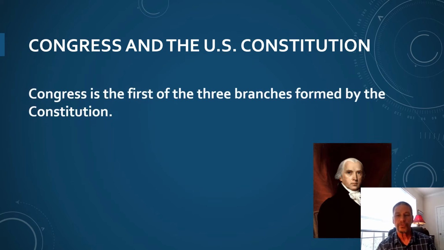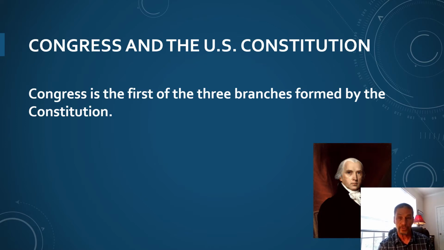So let's get right to the Constitution and the provisions itself. As I've already noted, Congress is the first of the three branches formed by the Constitution. It was the only one that existed in the Articles of Confederation. And then when early Americans in 1787 began to draft this Constitution, and then in 1789 when they ratified the Constitution, that same branch carried over. It is the very first branch that's created by the U.S. Constitution.